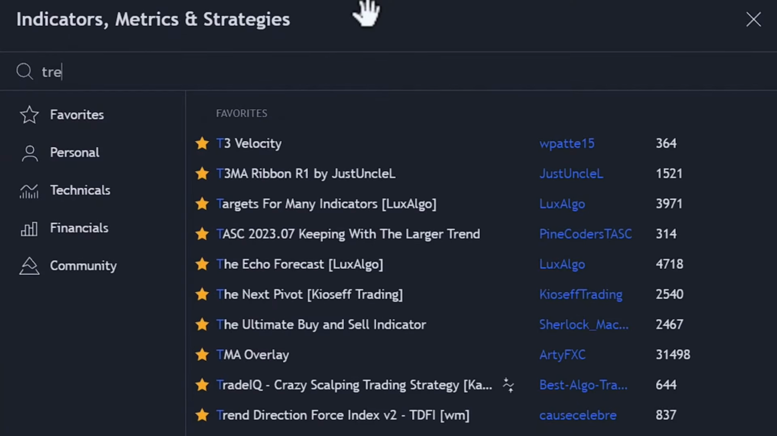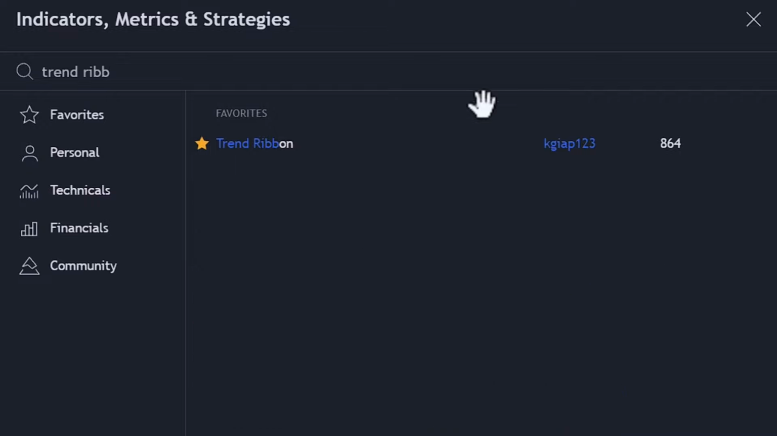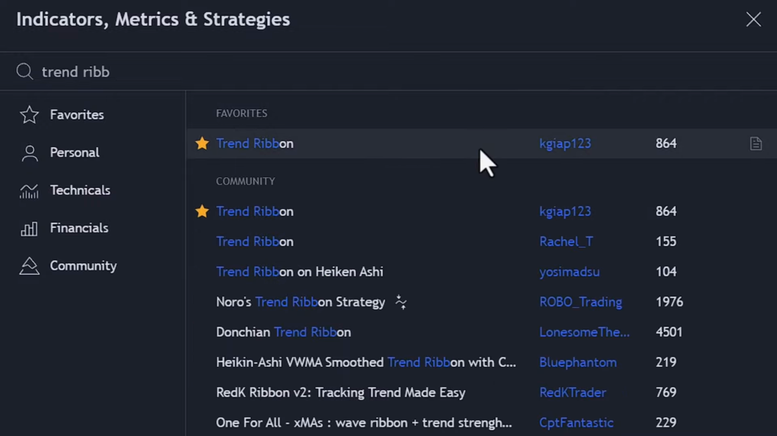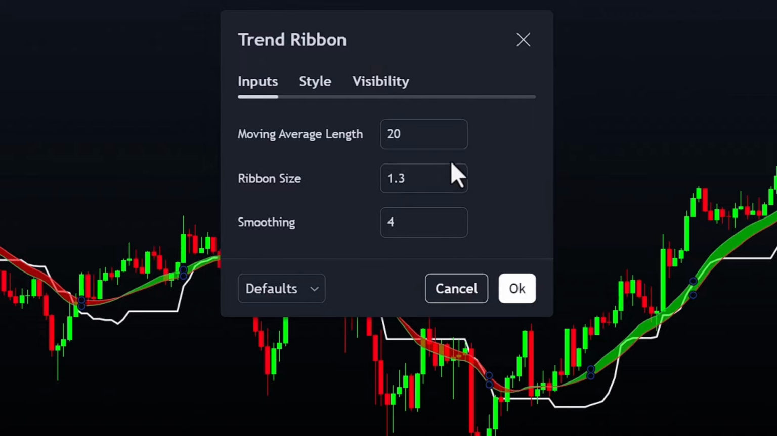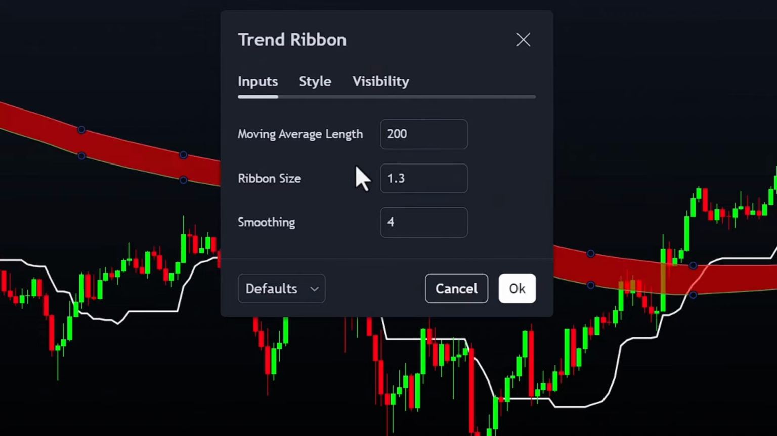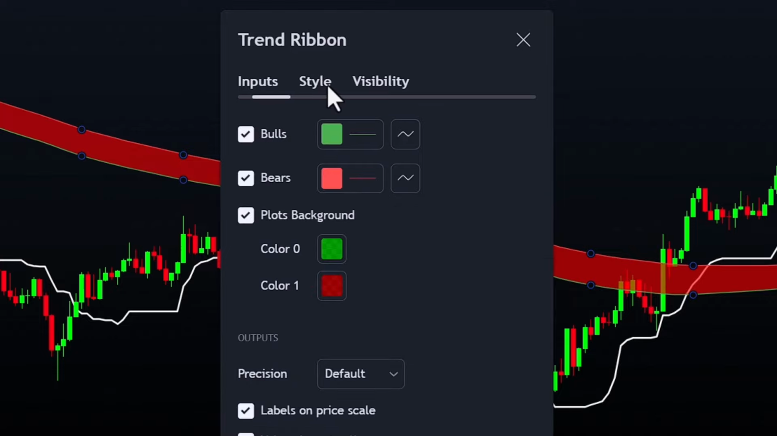All right, now that we've got the Donchian channel working, let's bring in the trend ribbon indicator. This bad boy is a trend following powerhouse that'll help you spot market trends like a pro. And let's tweak it for our strategy. The default settings use a 20 period weighted moving average, but for long-term trends, we'll change that to 200. Head over to the input section and make that adjustment.